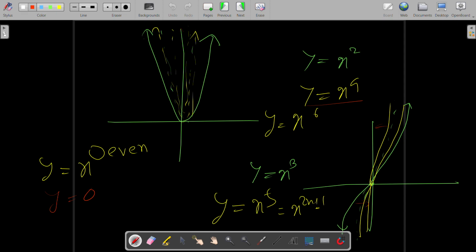Similarly, if we plot the y equals x cube curve, it will look something like this, and y equals x square, we plot, will look something like this. If we increase the power of x, then the curve will go closer and closer to the y equals 0 line. In a similar way, if we plot y equals x cube, this will look something like this green line, and if we increase the power to y equals x to the power 5, it will go closer to the y equals 0 straight line.